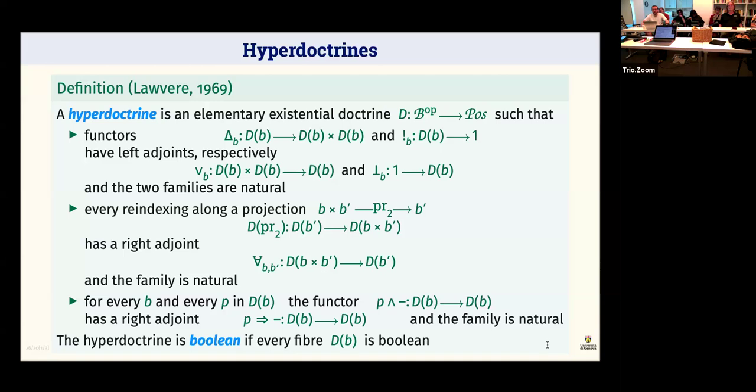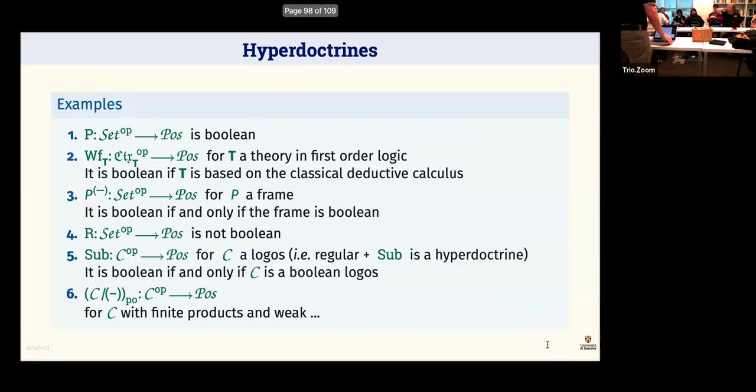Being Boolean, since I have a Heyting algebra here with quantifications, is just another property. It requires that each fiber is Boolean, and here are the examples. All the examples we've been going through are examples of hyperdoctrines. Some are Boolean, some are not.